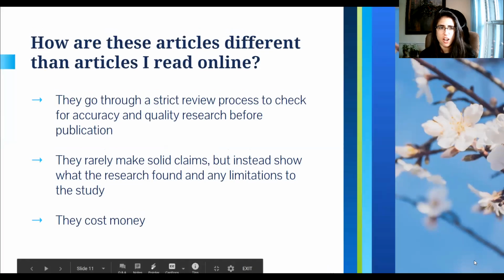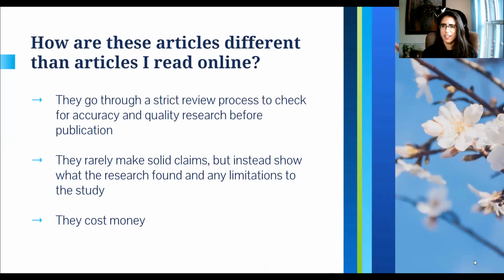So how are these articles different from the articles that I read online? You keep saying the word article, but I just read like a BuzzFeed article. How is that different from these journal articles? And why do you keep dropping journal or academic? So let me explain a little bit more.